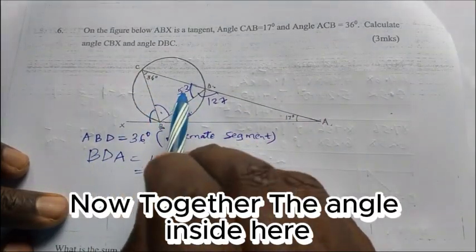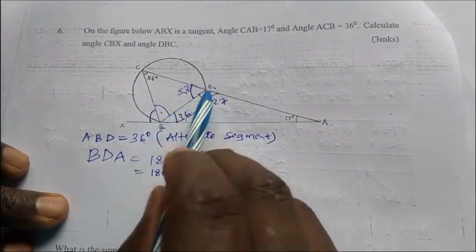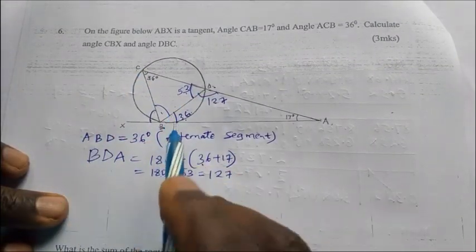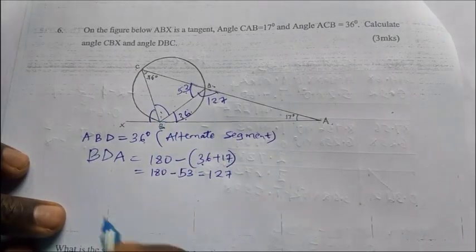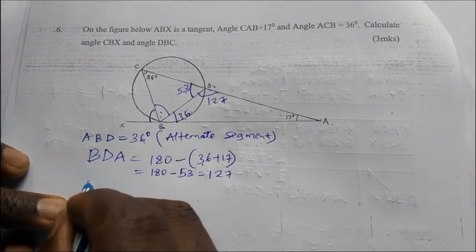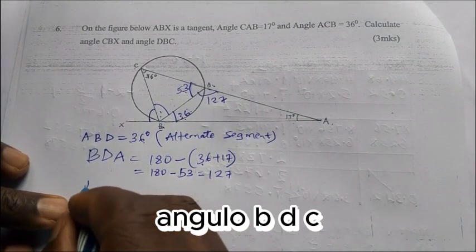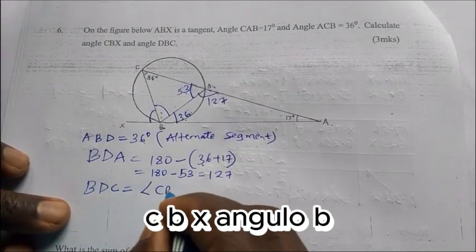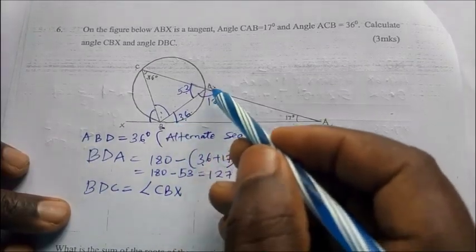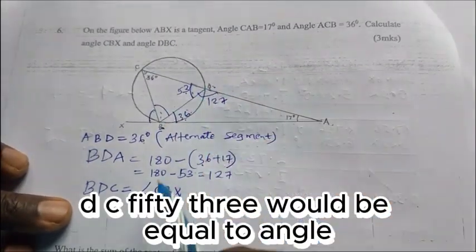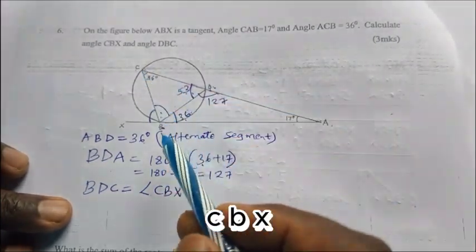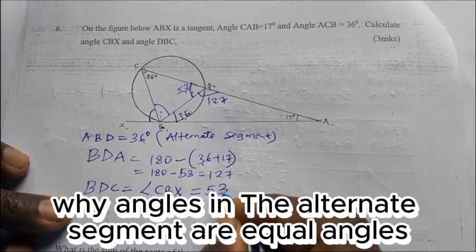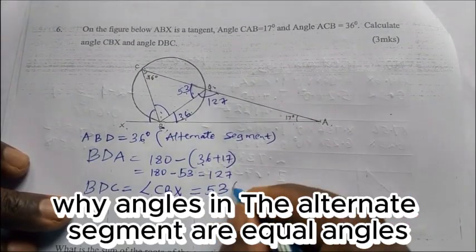Now to get the angle inside here, this is 53 plus 36, and the total angles inside this triangle BCD is 180. So to get this angle, angle BDC is equal to angle CBX. Angle BDC 53 will be equal to angle CBX exactly, and the answer is 53. Why? Angles in the alternate segment are equal.